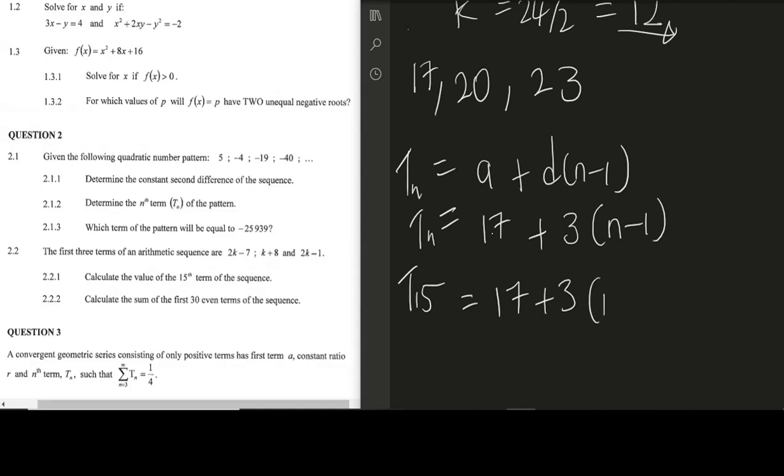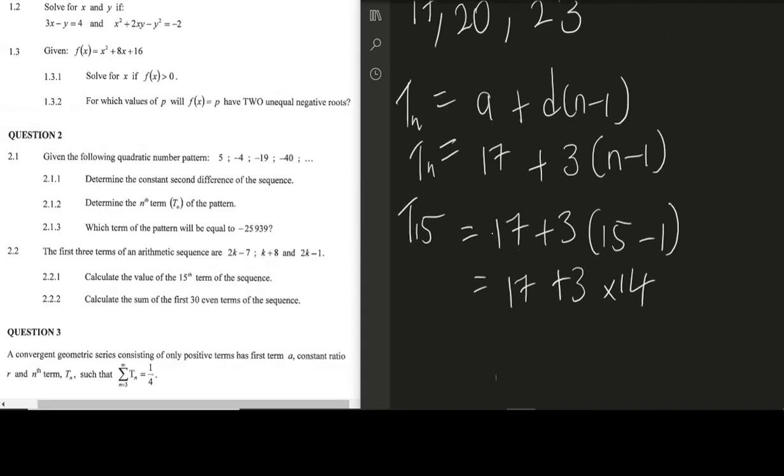So here n is equal to 15, minus 1. If you use a calculator... I currently don't have a calculator, so I'm calculating these things by head. That's 17 plus 14 times 3, which should be 28, 38, and then it's 42. 42 plus 17 should be 52, then 59. Okay, cool. So that is 59. That answers the first question.